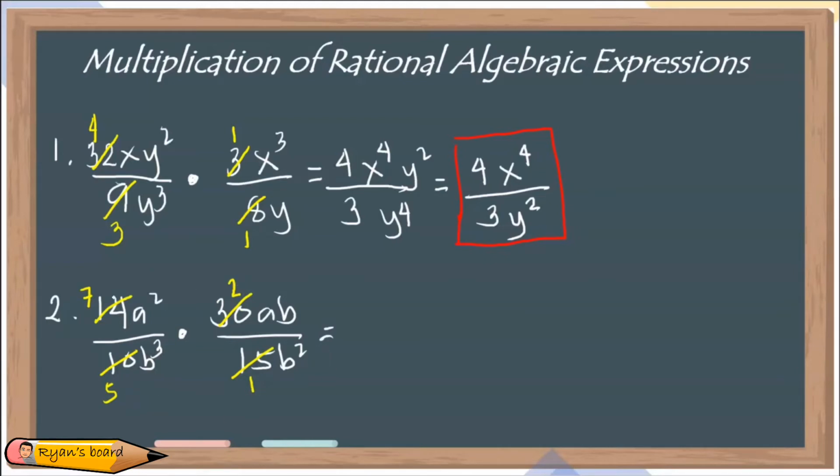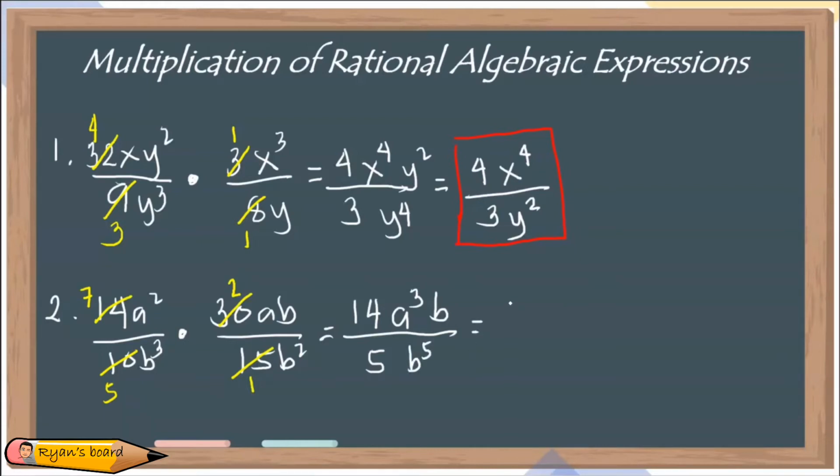So we multiply the numbers. 7 times 2, that's 14. 5 times 1, that's 5. Okay. Now, a squared, we have a, magiging a cubed. Wala nang b dito, so we just copy b. Wala ring a dito, so we have b cubed and b squared. That will become b to the fifth power. Okay.